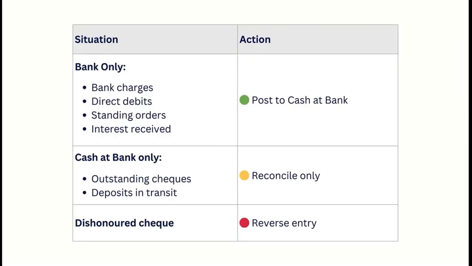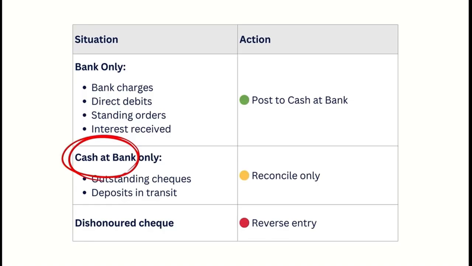Let's summarize. When we compare the bank statement to our cash at bank account, every difference we find will fall into one of three categories. If a transaction appears on the bank statement but does not appear in our cash at bank account, this means the bank knows about the transaction, but we do not. Because this represents a real movement of cash, we must record it in our books. We post these items to the cash at bank account.